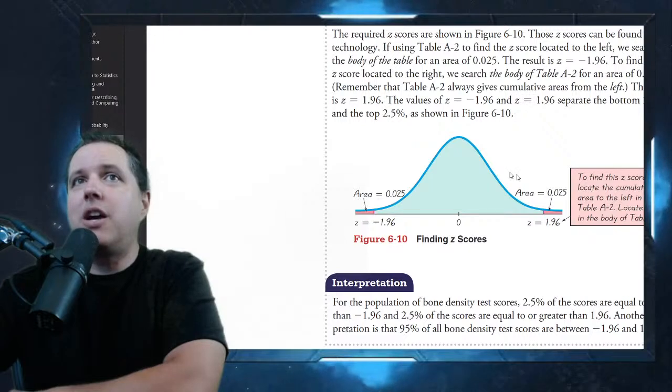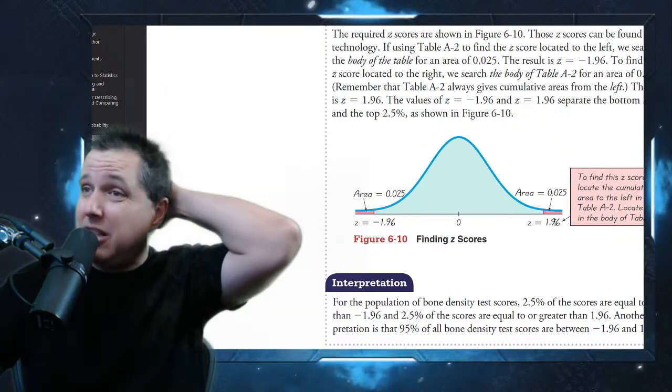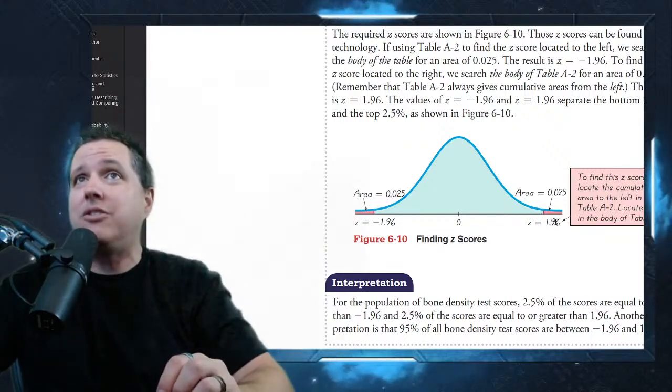These are values that are going to come up a lot. You're going to see these z-score values. You're going to keep seeing these come up in examples for the rest of the semester.